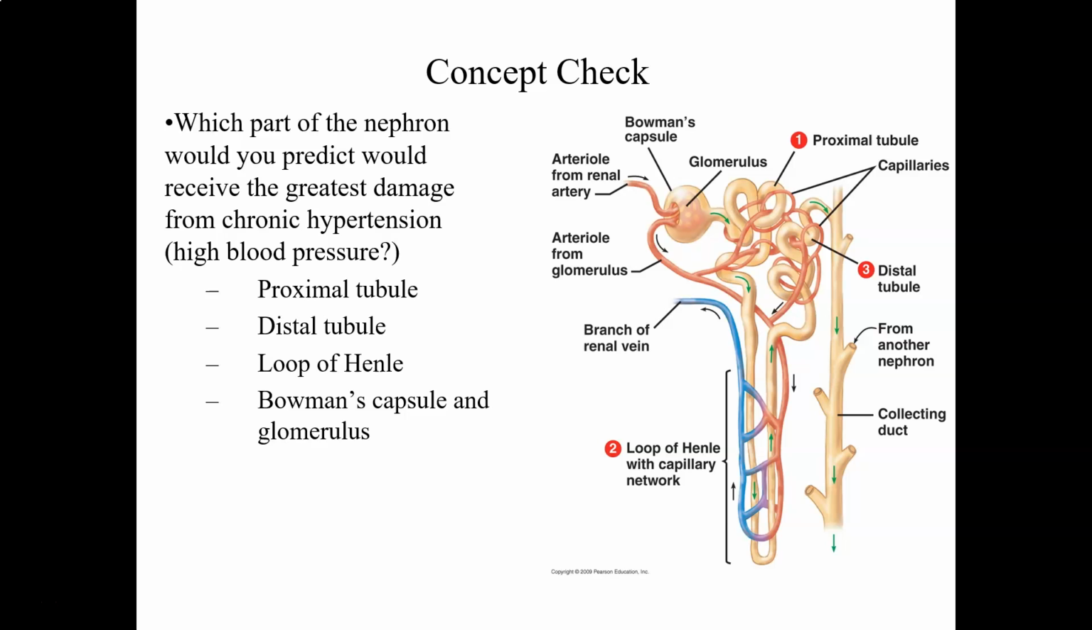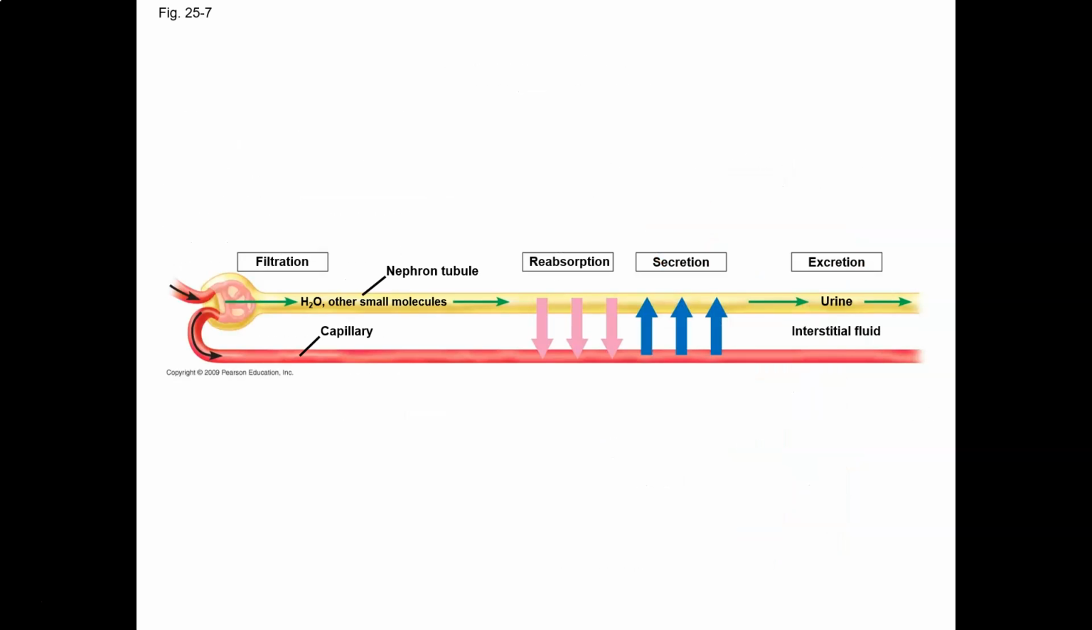Which part of the nephron would you predict would receive the greatest damage from chronic hypertension? Well, hypertension is high blood pressure, and so it would be the part that has the blood supply. So the glomerulus is a little ball of capillaries. It would be the structure most likely to be damaged if you had high blood pressure. So Bowman's capsule and glomerulus, although really it's the glomerulus itself.